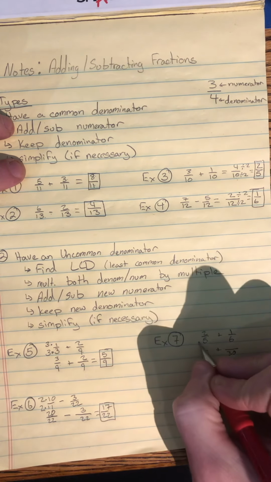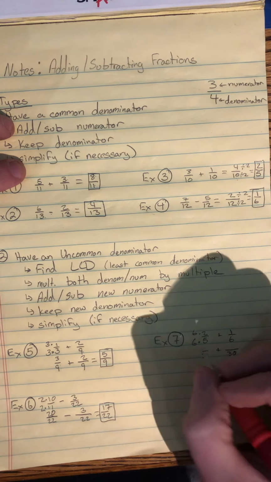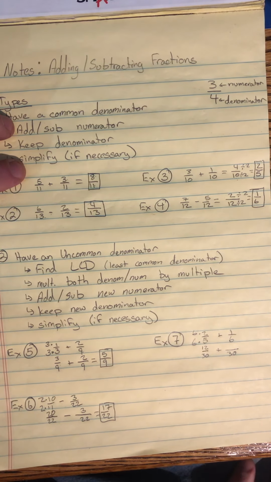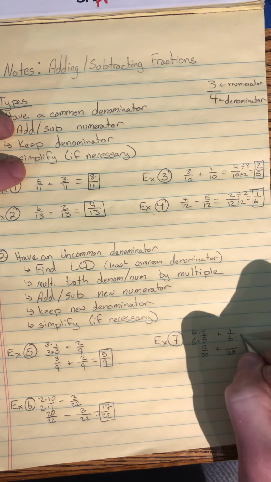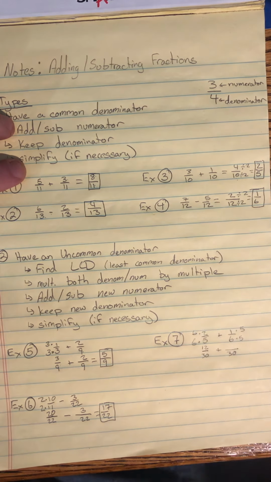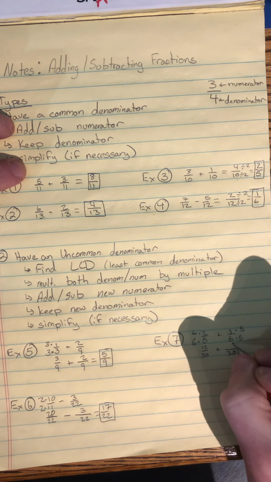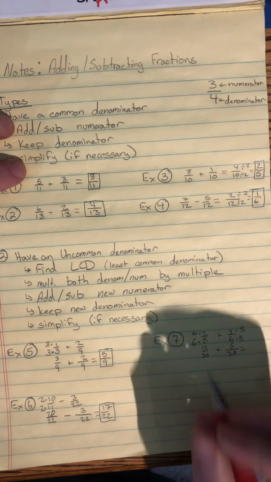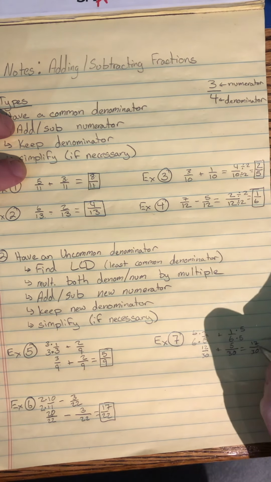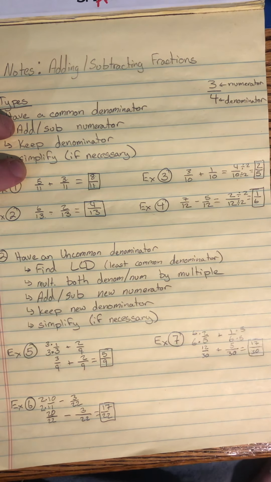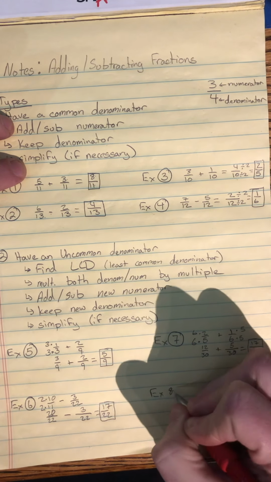5 times what gives me 30? 5 times 6. If I multiply the bottom by 6, I got to multiply the top by 6. 6 times 2 is 12. Next, how do I get from 6 to 30? I multiply by 5. If I multiply the bottom by 5, I got to multiply the top by 5. 5 times 6 is 30. 5 times 1 is 5. Now I just do some math. 12 plus 5 is 17. 17 over 30. I can't simplify because the common factor is 1. Boom.